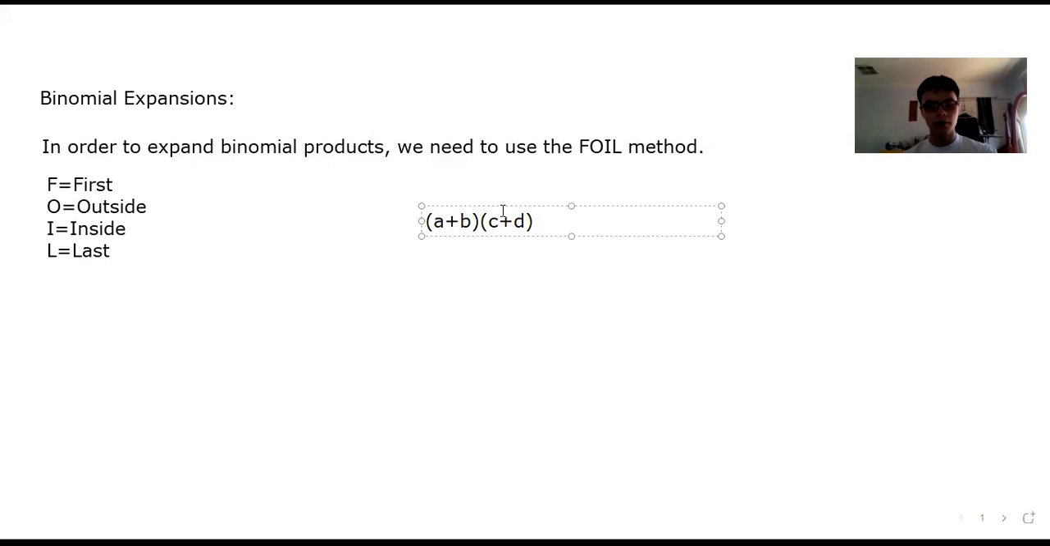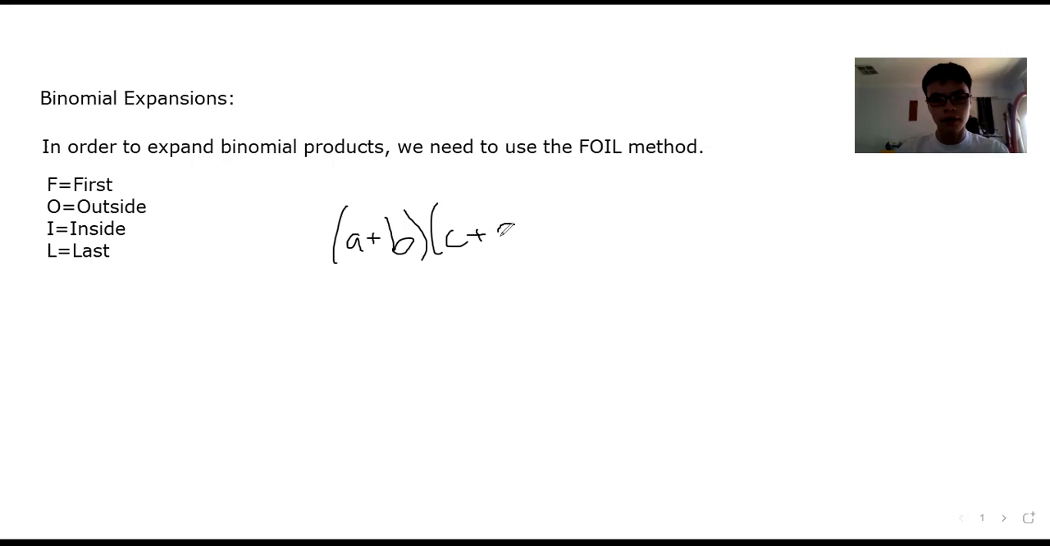Actually, I might just write it out. So we have A plus B, and then C plus D. All right, so let's use the FOIL method to expand this. I'm just going to do it in a different color. So let's use green for F.